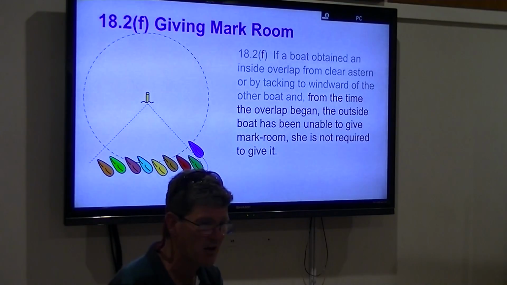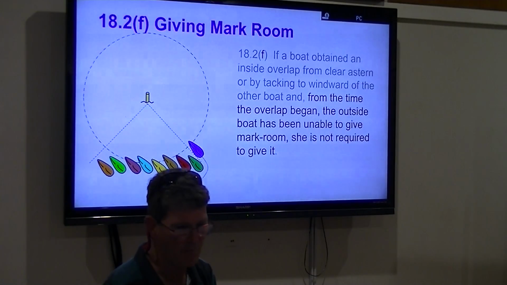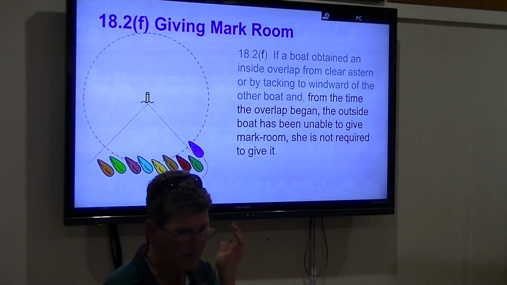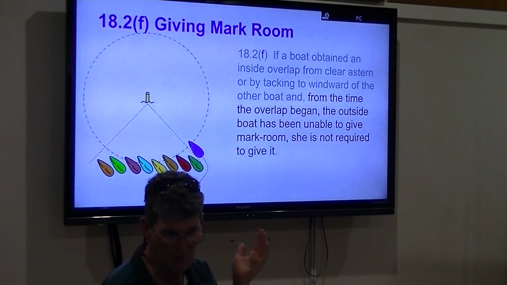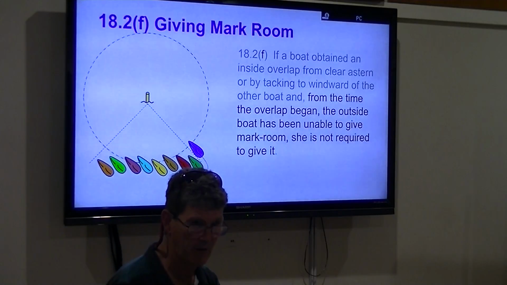These ones have changed only because it used to be E, now it's F. If someone tries to establish an overlap, and from the time they got the overlap it's not possible to give mark room, then it's not possible. The rule's not a teleporting rule. If you can't sail in there and say, give me mark room, when there isn't any.